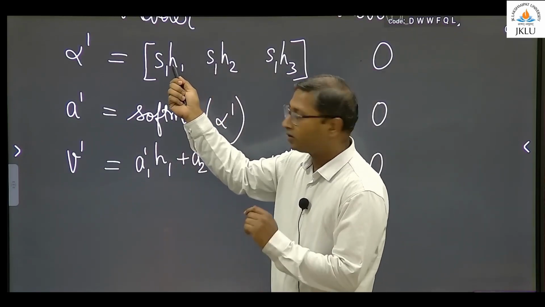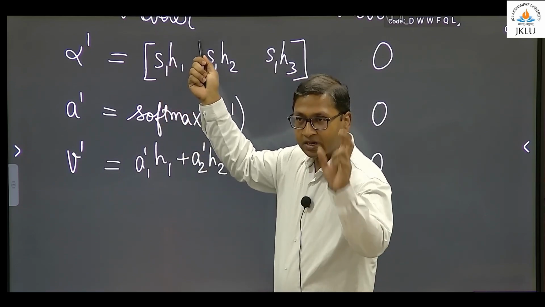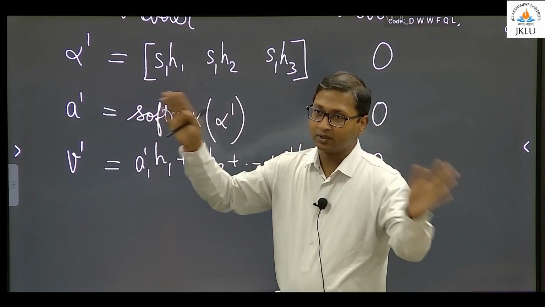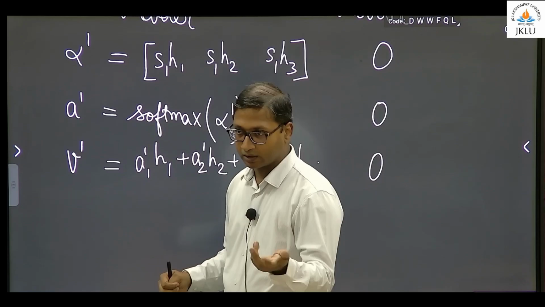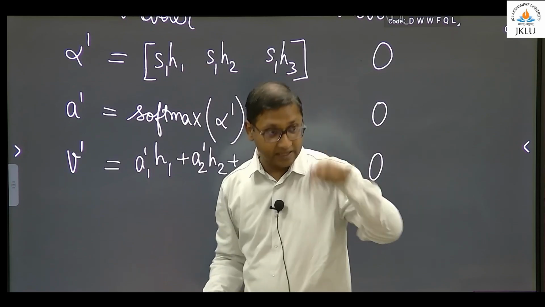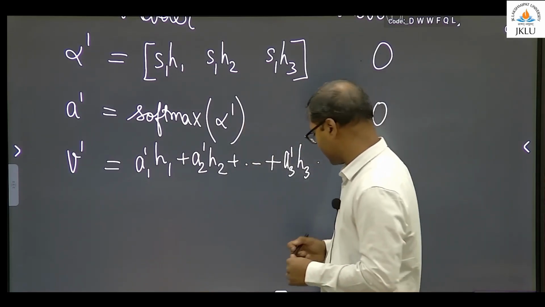So you can do S1 times some parameter matrix H1 if S and H are of different dimensions, or even if they are of the same dimensions, you can still have a square matrix, as we will see they have it in transformers. Okay.